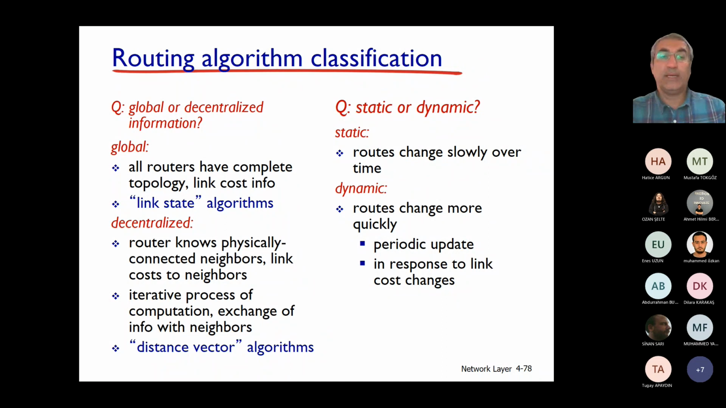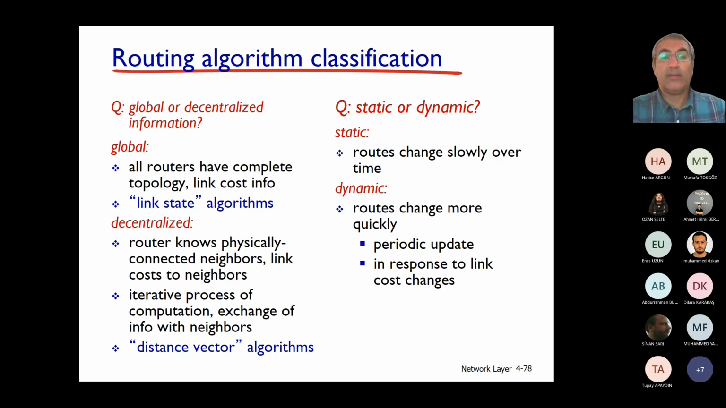In the global approach, all the routers have complete topology and link cost information. So each router in the network has the complete topology and all the link cost information. This approach is employed by the link state algorithms.